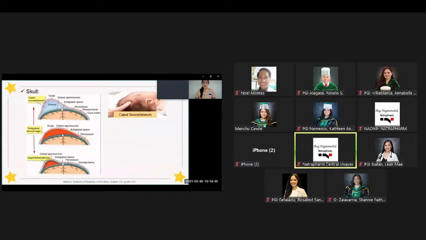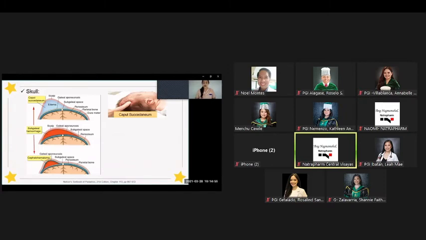For the skull, we need to take note if the fontanelles are open, and they are usually open and flat, both the anterior and the posterior fontanelles. So we also need to take note of the following and differentiate this from the other skull findings.